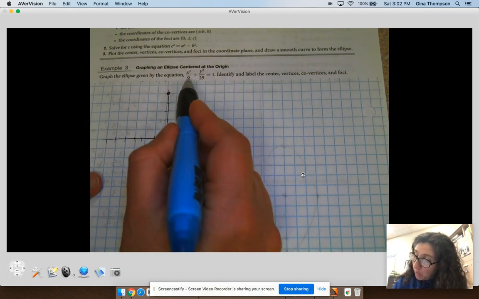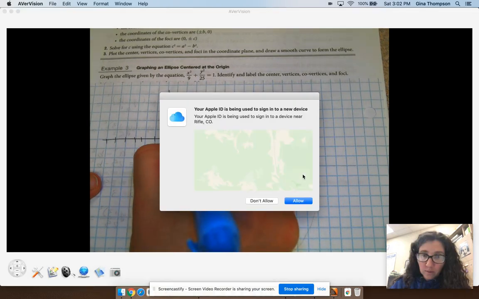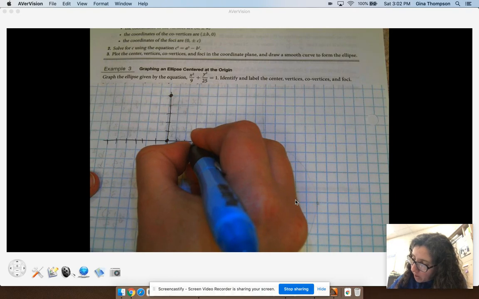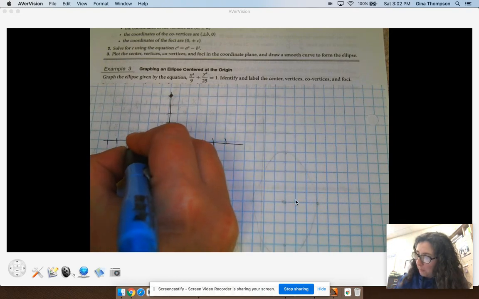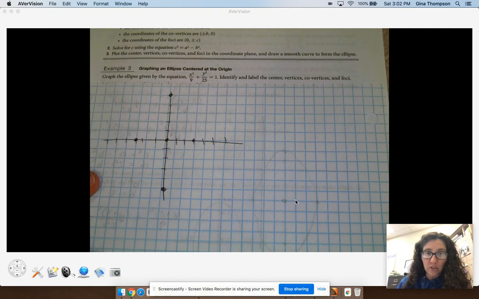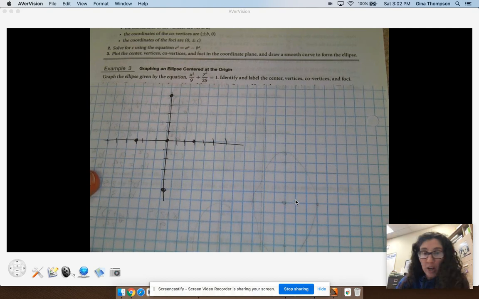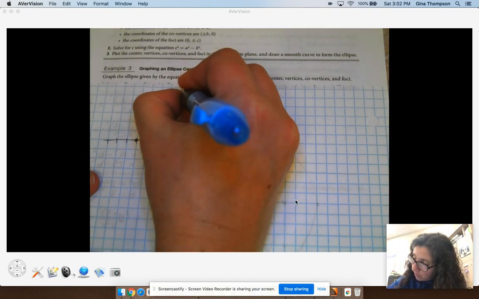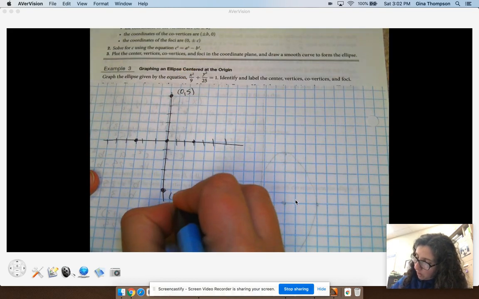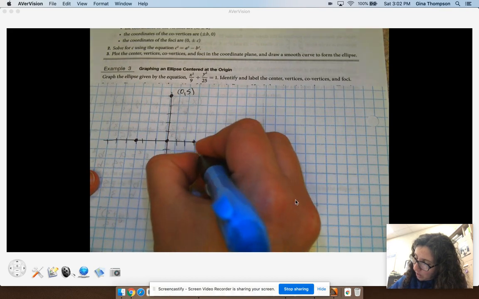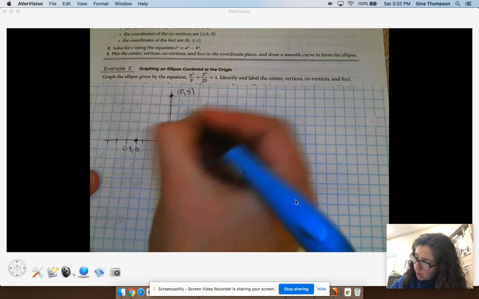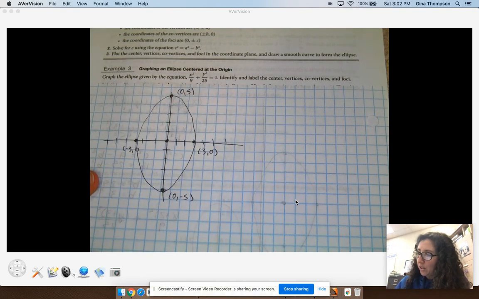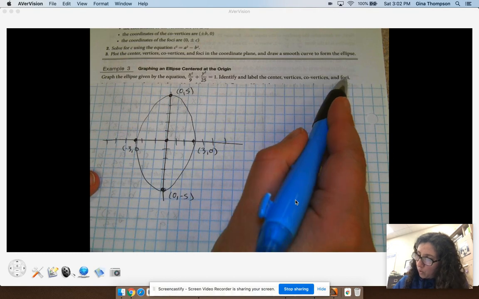Our co-vertice is going to be 3 units away, right? Okay. 3 units in either direction from the origin, from the center. And there we go. So here's the vertices, 0, 5, 0, negative 5, and 3, 0, negative 3, 0. We could even connect these. And the only thing we still need to find is the foci.